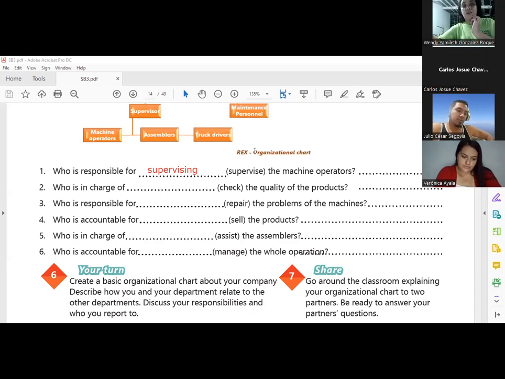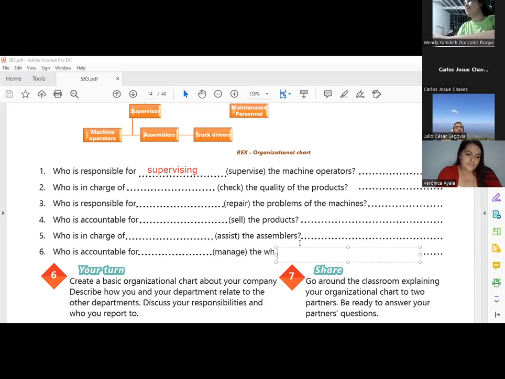Who is accountable for selling the products? Okay, very good. Wendy, read number five. Who is in charge of assisting the assemblers? Very good. And the last one, Veronica, let's finish it. Who is accountable for managing the whole operation? The whole operation. Okay, cool.